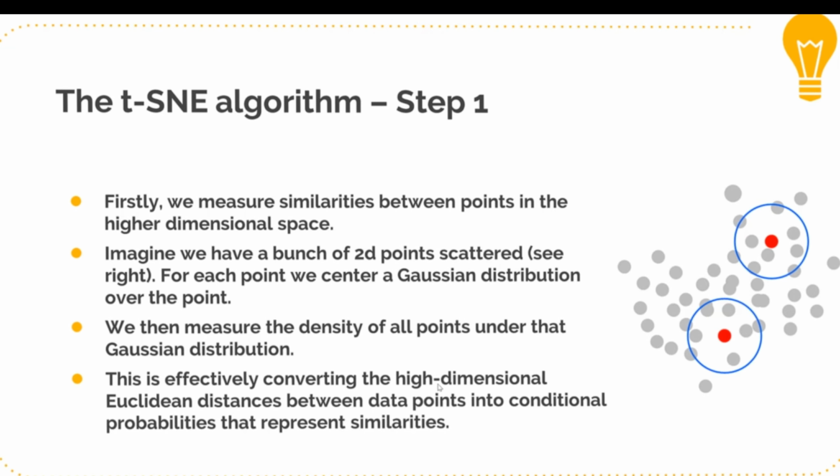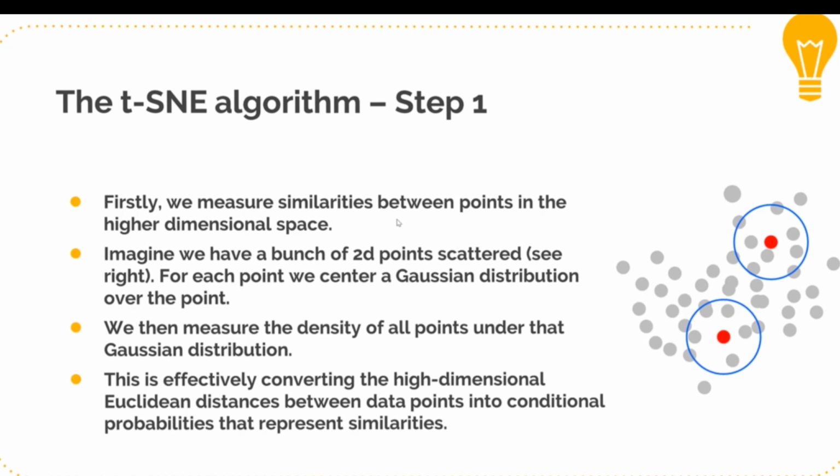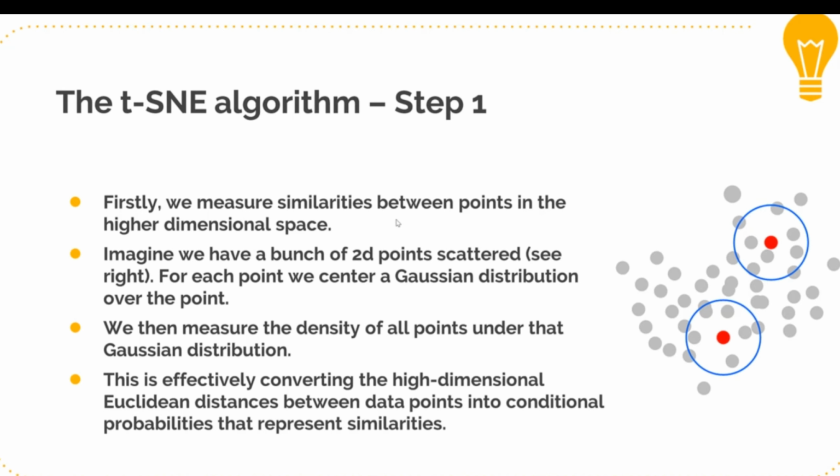So step one: firstly we measure similarities between points in higher dimensional space. Imagine we have a bunch of 2D points scattered, see it right? And for each point we center a Gaussian distribution over the point like this. We then measure the density of all points under that Gaussian distribution. And this is effectively converting the high dimensional Euclidean distances between data points into conditional probabilities that represent similarities, okay?